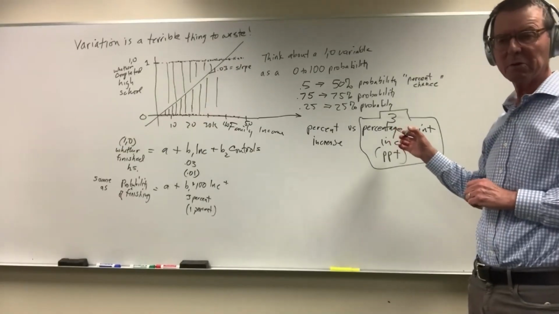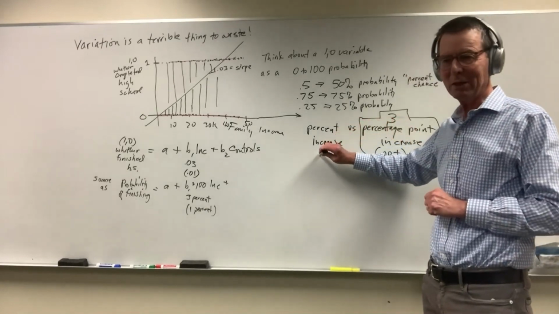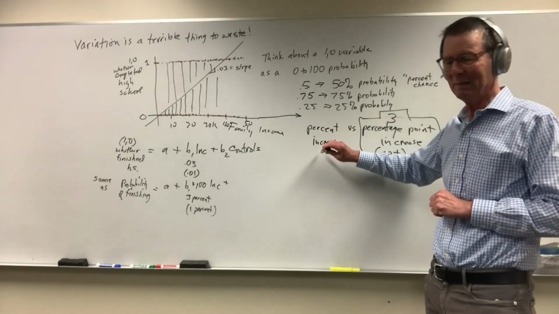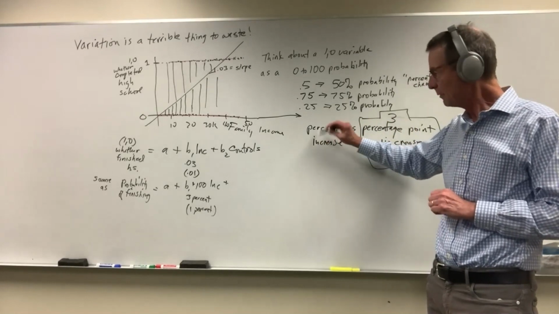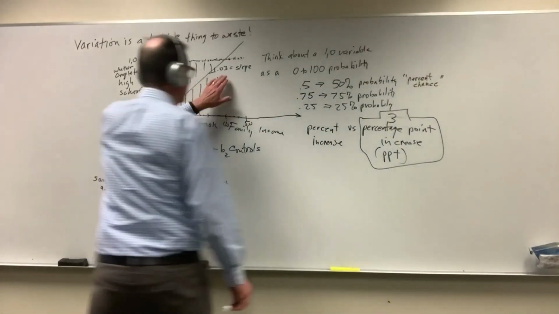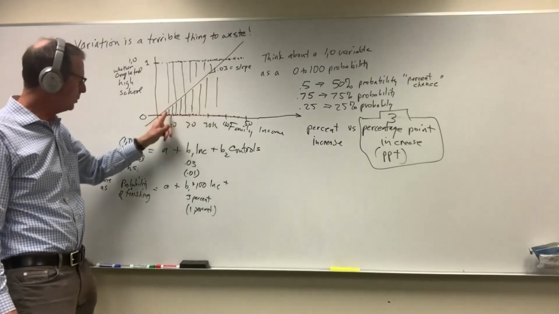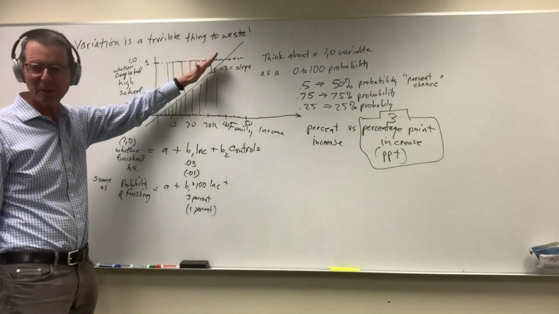It's always going to be a percentage point increase. But to interpret that as a percent increase, that's going to vary all over the place, right? A 3 percentage point increase up here is a 3 percentage point increase down here. It's a linear function, right?